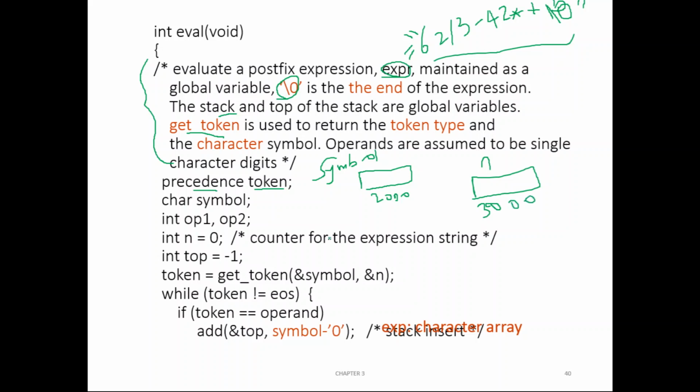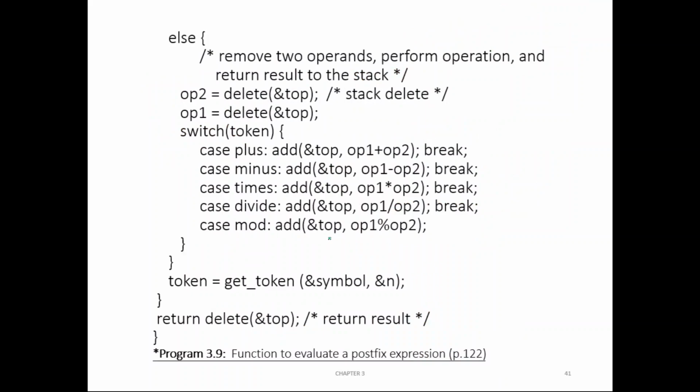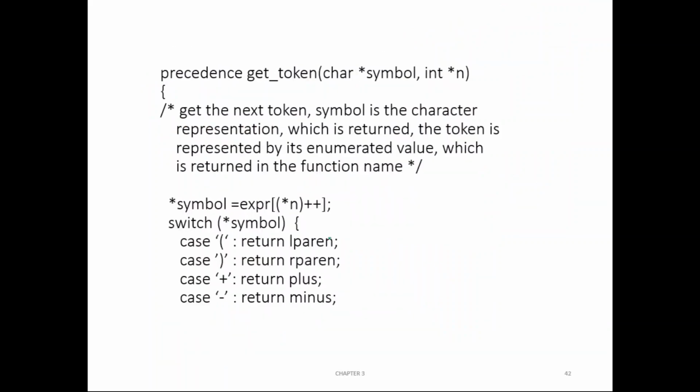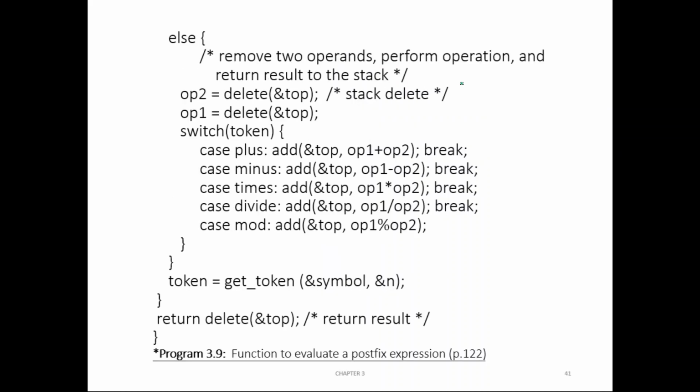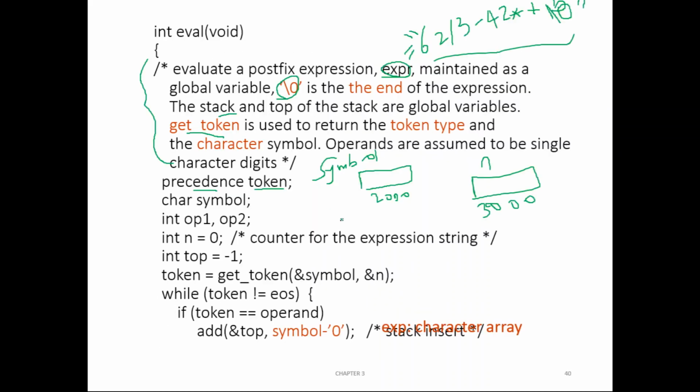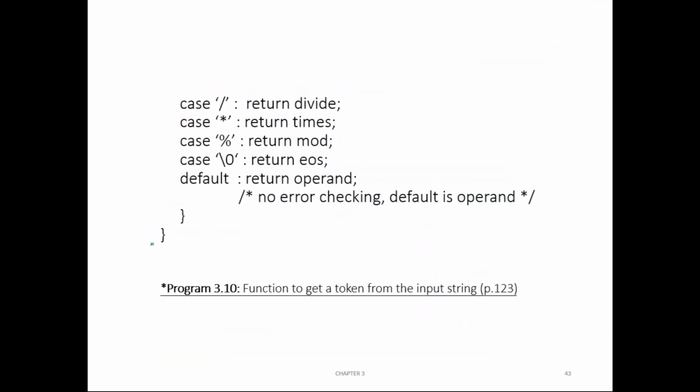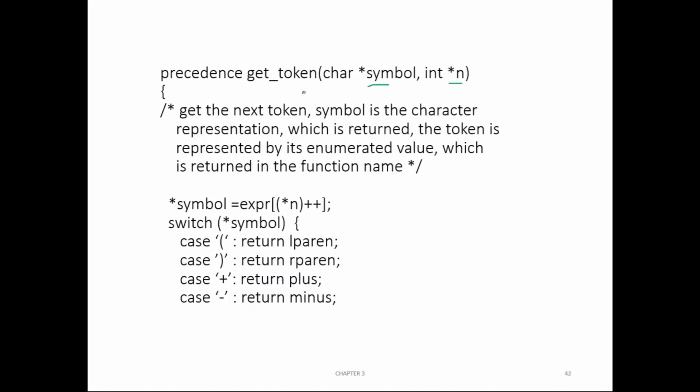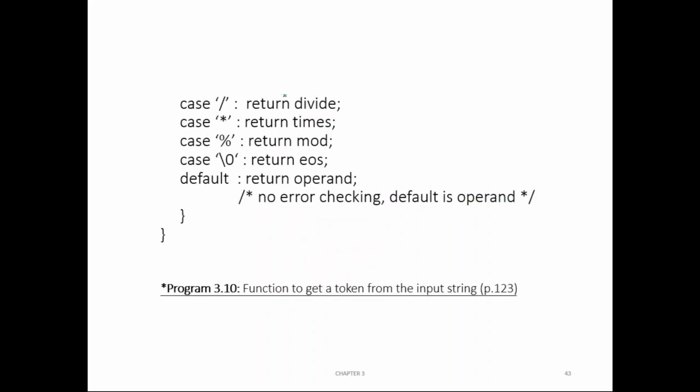So in get token you should use pointers. Let us see that function get token. It takes two pointers, symbol and n. But these are local variables. This symbol and n in eval are applicable only for this function eval. It is defined only here. Similarly, here also there is a symbol and n that is applicable only to this function get token. So it's not that both are the same.